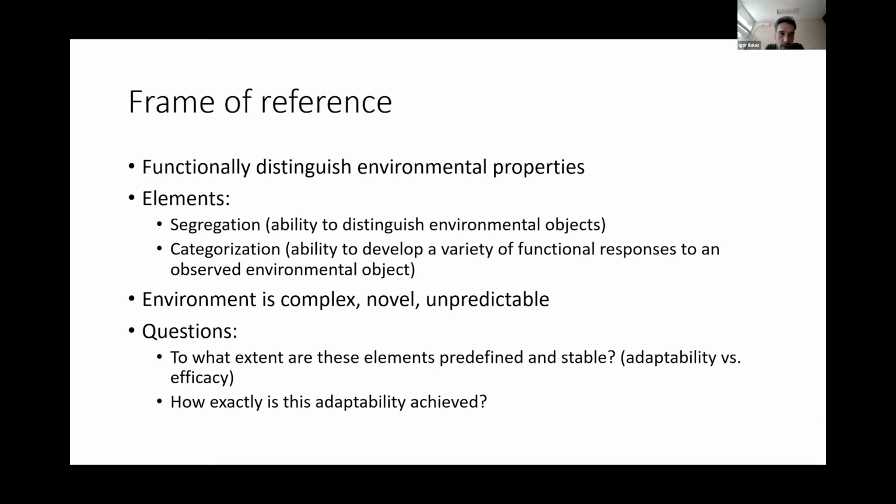And if we look at things in that way, we think that there are two main building blocks in developing a frame of reference. And these building blocks are the ability to segregate and the ability to categorize the environment. By segregation, we mean the possibility or ability of agents to distinguish environmental objects. In other words, to perceive something in the environment as a distinctive object. The other, categorization, is the ability to develop a variety of functional responses to performed segregation.